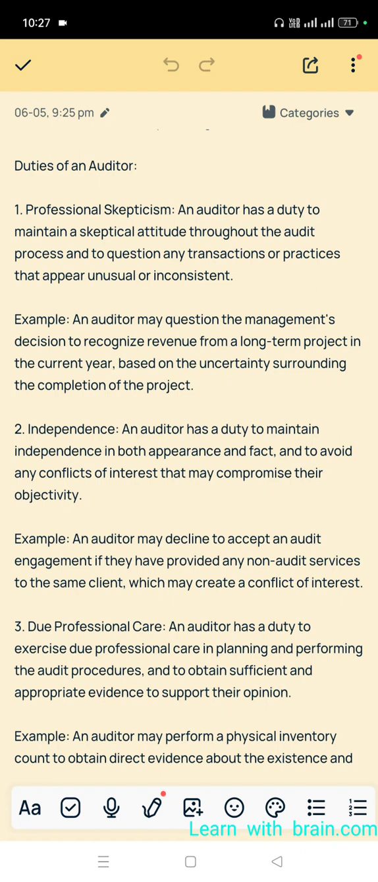He has the duty to question any transactions or practices that appear unusual or inconsistent. If the auditor sees any transaction or practice that is unusual or inconsistent, he has to question it. So it is a duty. For example, an auditor may question the management's decision to recognize revenue from a long-term project in the current year based on the uncertainty surrounding the completion of the project.